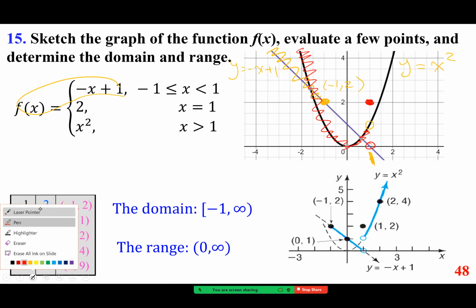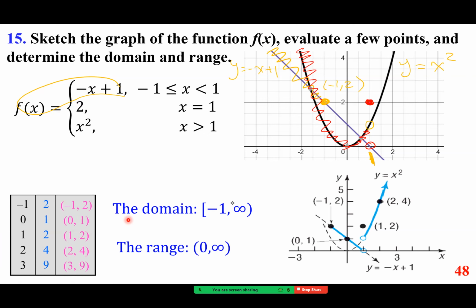What happens as far as the domain is concerned, since this is a solid point, -1 is included to infinity. Solid point, -1 to infinity. But for the range, this is not a solid point, so this doesn't belong. So all the y coordinates on the positive side, but not at 0 or below that.